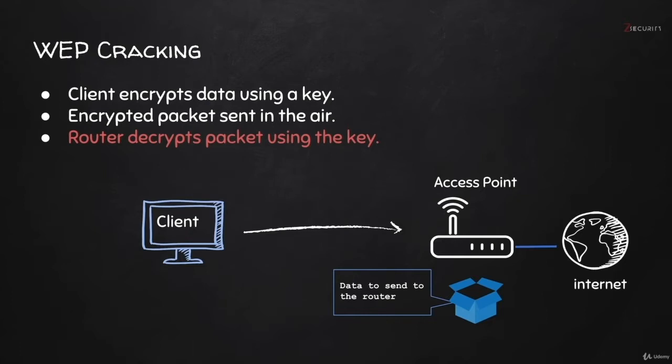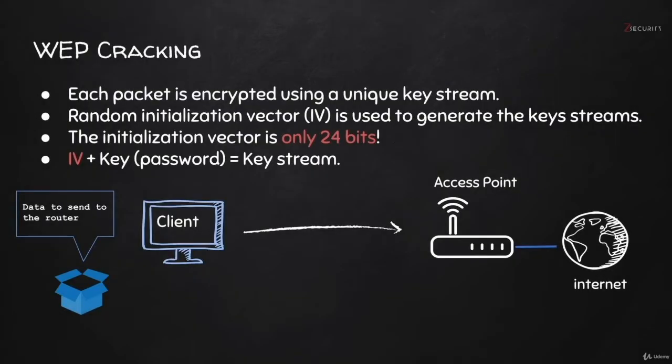So the algorithm and the way RC4 works is actually fine. The problem is with the way that WEP implements this algorithm. And to understand this, let's zoom in a little bit more on each step. So going back to the first step, we have the client trying to send data to the router, and the data that it wants to send is data to send to the router.